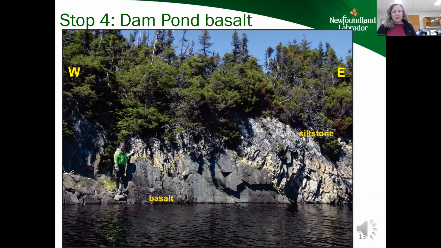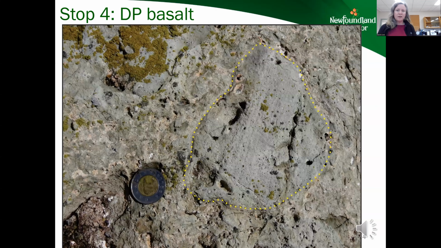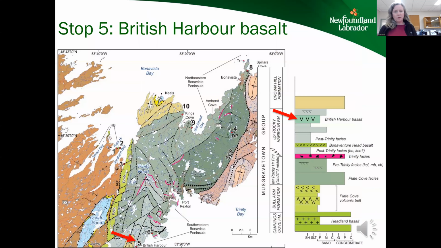So the basalt here, these are alkaline basalts, and they're interbedded with siltstones. You can see the overlying siltstone dipping shallowly to the east as we view to the north here. And there's a lot of basalt breccias in the area. You can see flow banding in this clast. And next we're going to go up section, but move down to the southwestern part of the Bonavista Peninsula and have a look at the British Harbour area.